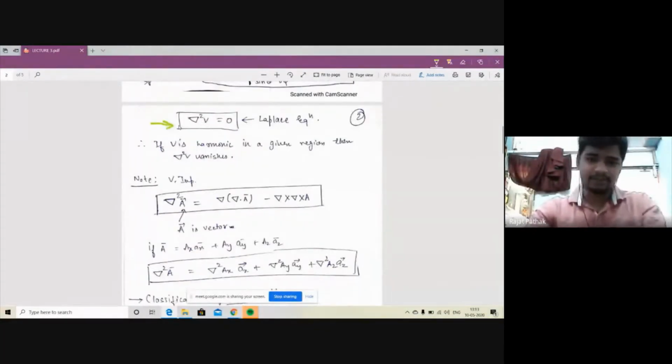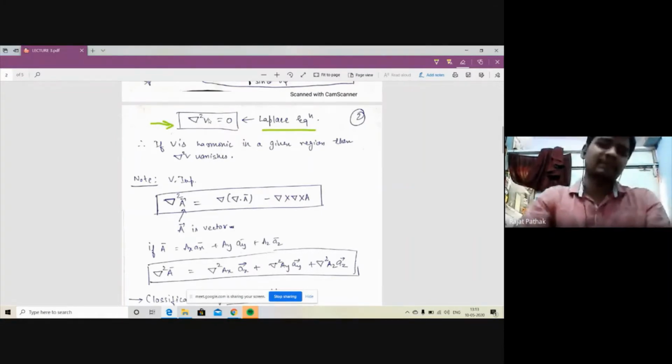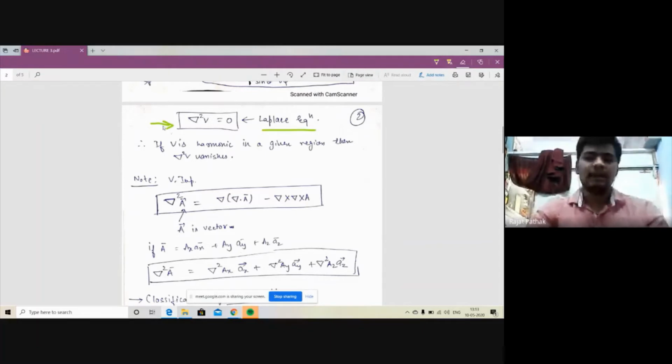This is the Laplace equation: del square V, for any scalar field V, is equal to 0. If this condition is written, del square V equal to 0, then it is called the Laplace equation. It means V is a scalar function which is harmonic in a given region, and then del square V vanishes. If they ask in an MCQ that del square V is equal to 0, then V is, with options like harmonic, algebraic and so on, harmonic is the correct answer.